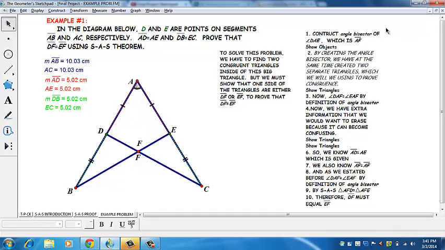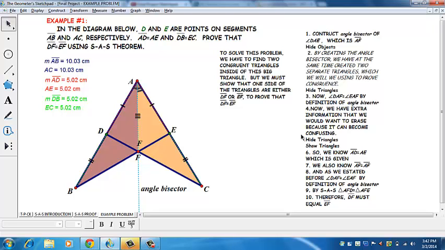So the way we're going to do this is that we're going to construct an angle bisector of angle DAE. There we go. Now, by creating the angle bisector, we have at the same time created two separate triangles, which we'll be using to prove our congruency. So now, as you can see, I have my two triangles right here. Now, we have extra information that we don't want, so we need to somehow erase it or hide it so we don't get confused, okay?